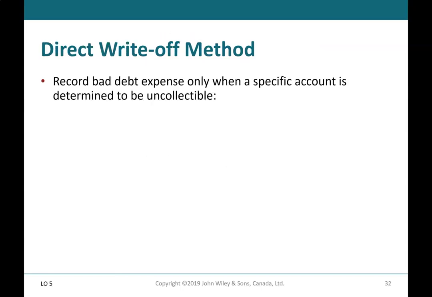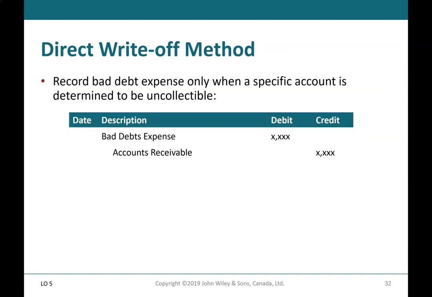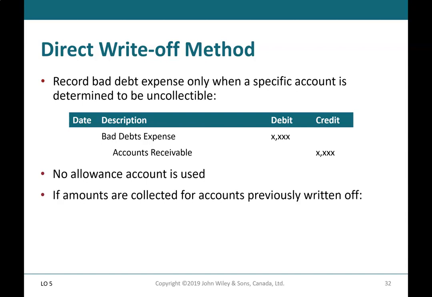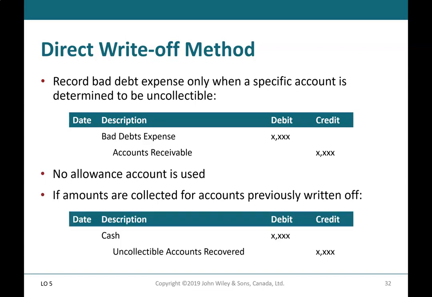Direct write-off method. Record bad debt expense only when a specific account is determined to be uncollectible. Debit bad debt expense and credit accounts receivable. No allowance account is used. If amounts are collected for accounts previously written off, you debit cash and credit uncollectible accounts recovered.